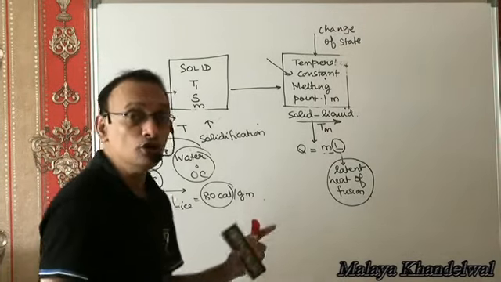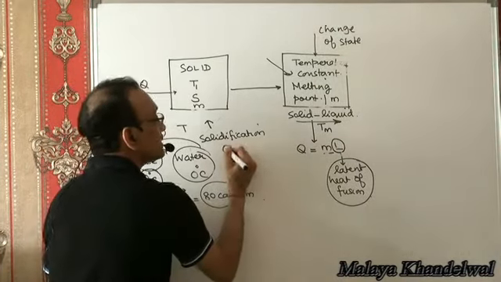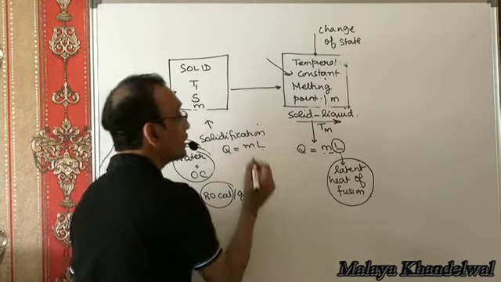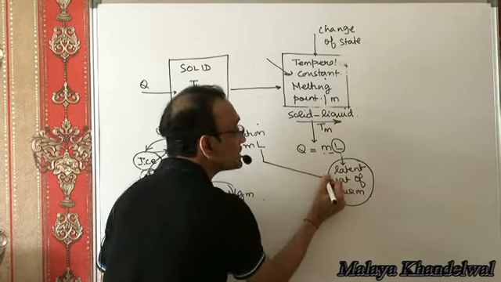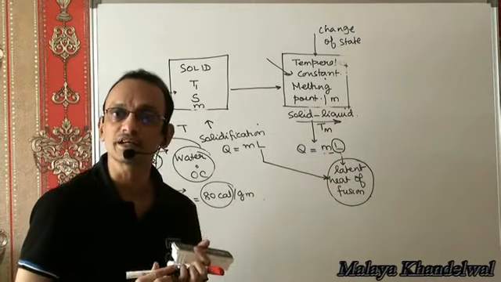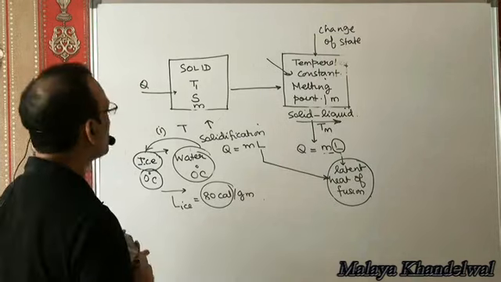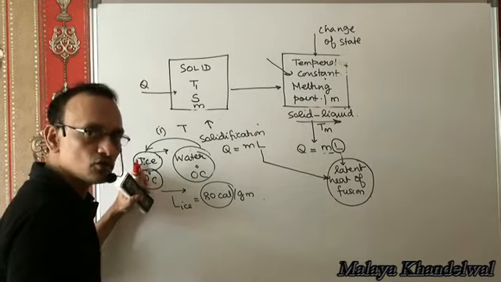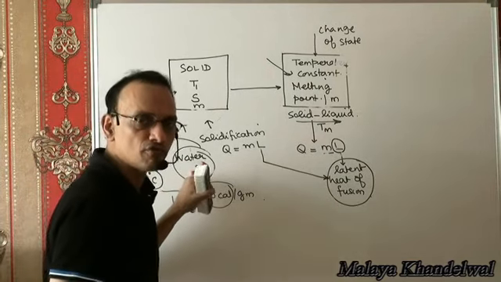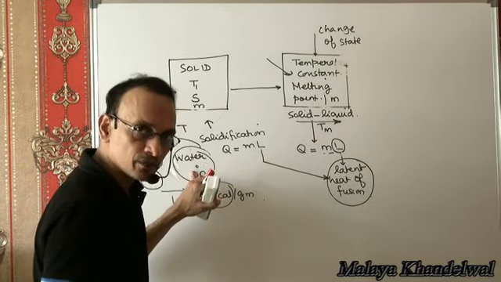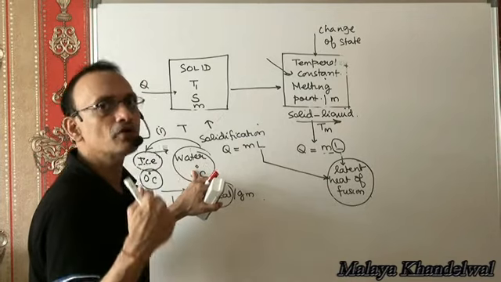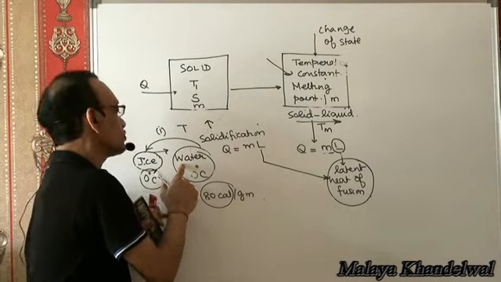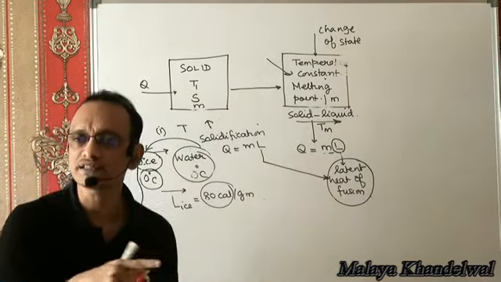And the value of heat that is expelled is mass into latent heat of solidification. But the latent heat of solidification is the same as latent heat of fusion. That means the amount of heat required to convert 1 gram of ice at 0 degree centigrade to 1 gram of water at 0 degree centigrade would be the same as the amount of heat which is expelled to convert 1 gram of water at 0 degree centigrade to 1 gram of ice at 0 degree centigrade.